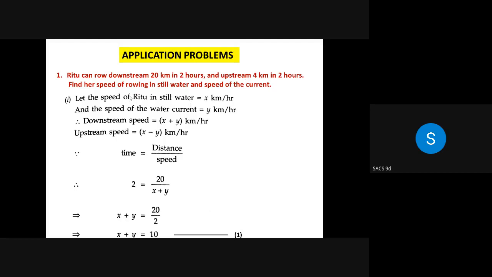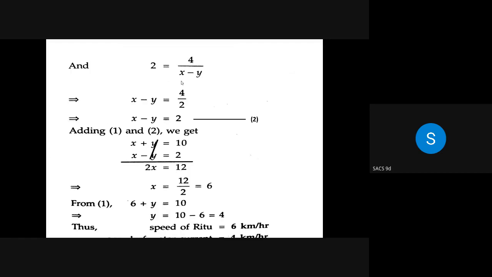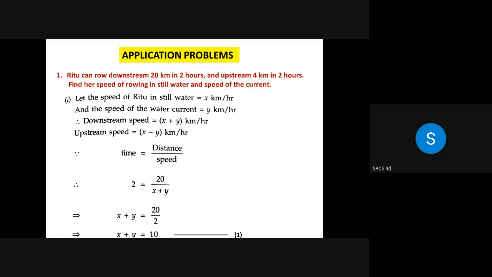So here, speed of Ritu in still water, we are taking as x kilometer per hour. So let us assume that there is no current in the river and the water is still. So only the person's speed will be x kilometer per hour. And speed of the water current is y kilometer per hour. So when the person is going downstream, that is along the current in the same direction as that of the current, then the speed will be x plus y. The own speed of the person plus the speed of the current. So the speed will increase.